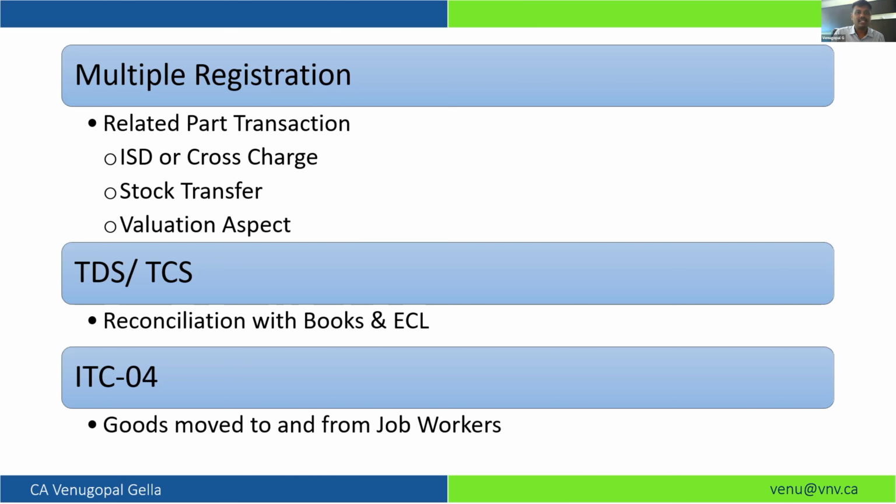Advantage of filing ITC 04: someone is coming for inspection to your premises. Goods are not there. They will say that, okay, you made a sale, it has been suppressed. You can say, no, these goods have already been sent for job work. What is the proof? In the month of January, you have sent the goods for job work. Where is the proof that it has been sent? Your ITC 04 would say that, yes, this has been sent to the job worker and this much quantity.